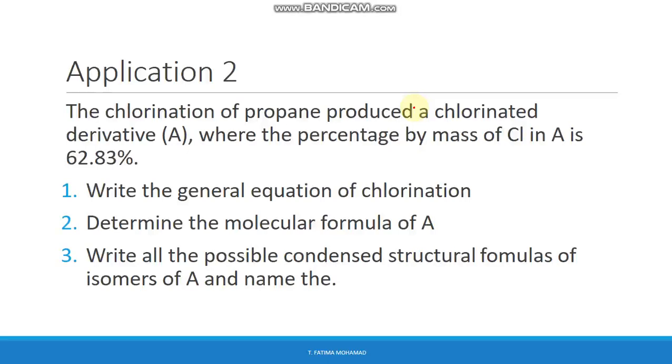A second application: the chlorination of propane produces a chlorinated derivative A, where the percentage by mass of Cl in A is 62.83%. Number 1 says, write the general equation of chlorination, determine the molecular formula of A, and write the possible condensed structural formulas of isomers of A and name them. Okay, we have chlorination, so what are we going to add? Cl. Propane, what's the formula of propane?